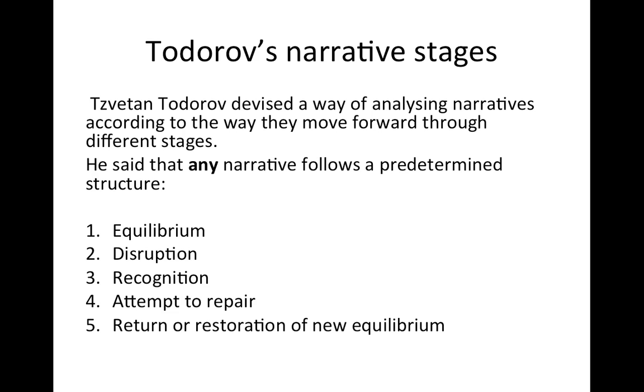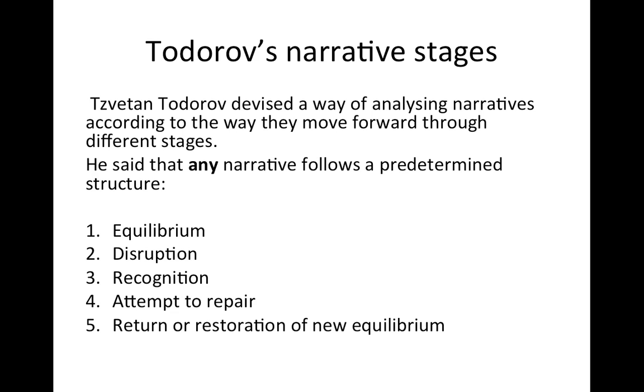So Todorov devised a way of analysing narratives according to the way they move forward through different stages, and he said that any narrative follows this predetermined structure. So it starts with the equilibrium. The story or characters are established in their norm. Then there's some sort of disruption. Something will happen that takes the story in a particular direction.